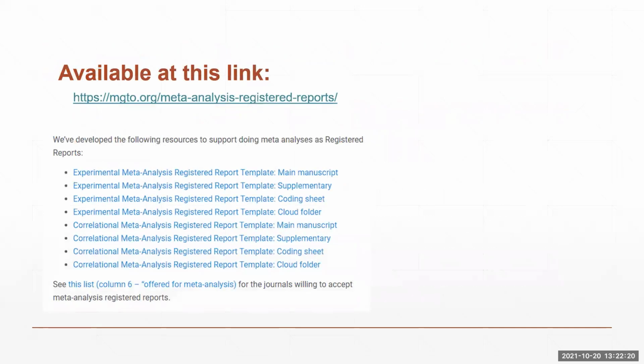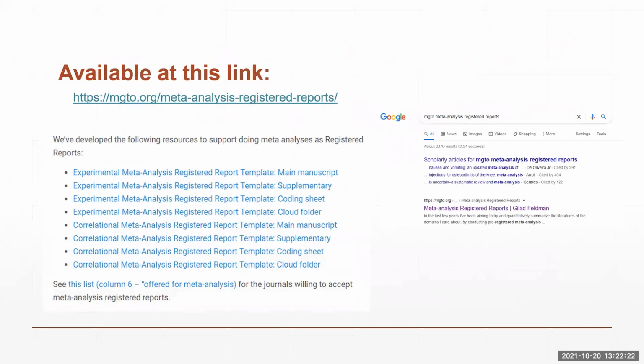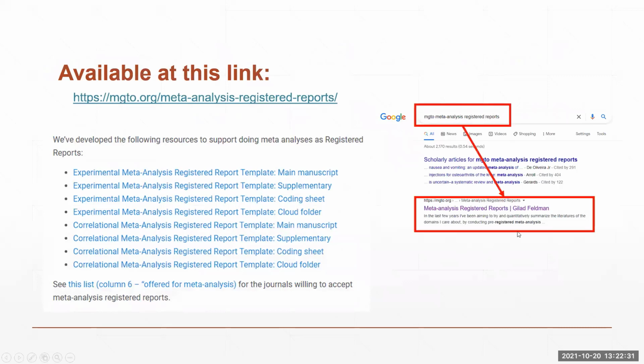The templates are available at this link, so it's very easy to find. You just go on Google and write MGTO meta-analysis, and it's the first result. Here is a screenshot of this page. It's just links for the experimental meta-analysis: the registered report template, main manuscript, supplementary, coding sheet, and cloud folder, and in the cloud folder you have the R script. And it's the same for the correlational meta-analysis templates.